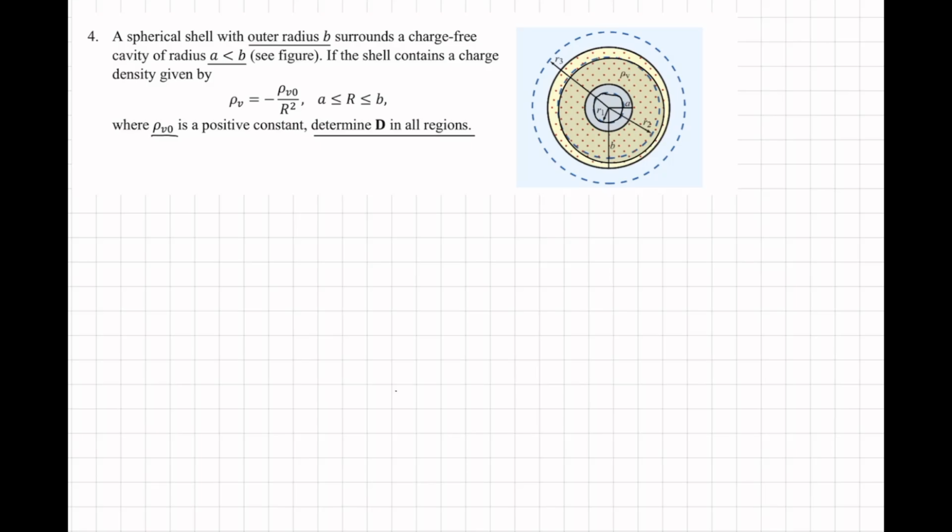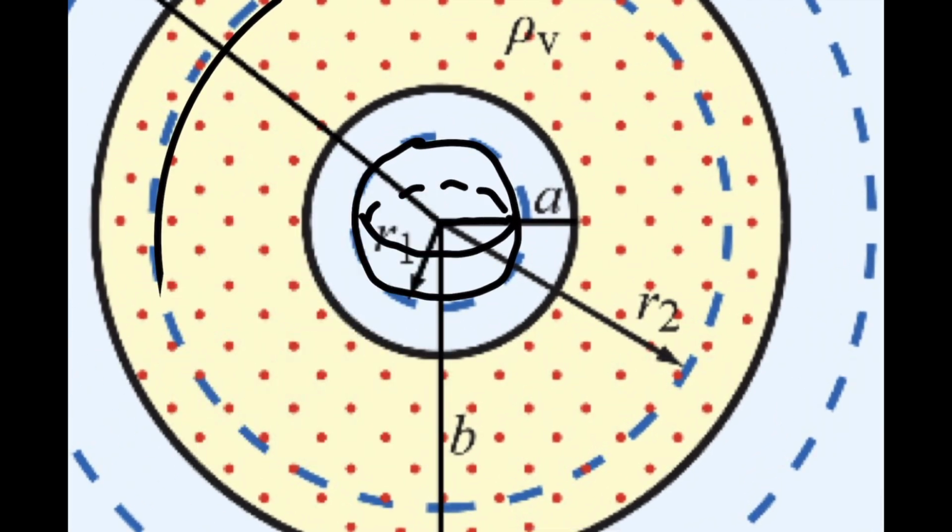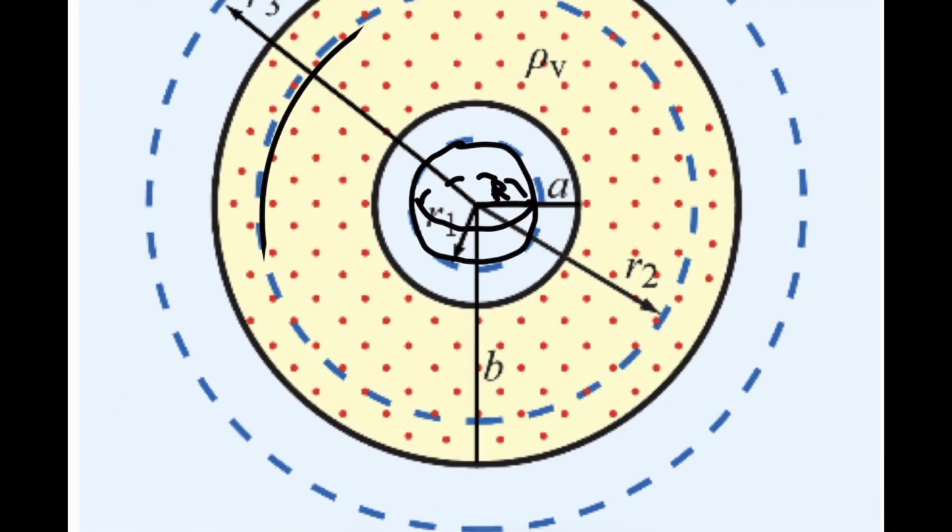So let's go ahead and write out what Gauss's law says. Gauss's law says that the surface integral of D dotted with dS is equal to the charge enclosed. The charge enclosed is the charge enclosed by the Gaussian surface that we draw. So if we want to find what the electric flux density is at each of these regions, we can draw a Gaussian surface for those regions. So for r less than a, we draw a sphere. It's going to be inside of here, and it's going to have radius r. And r is going to be less than a.